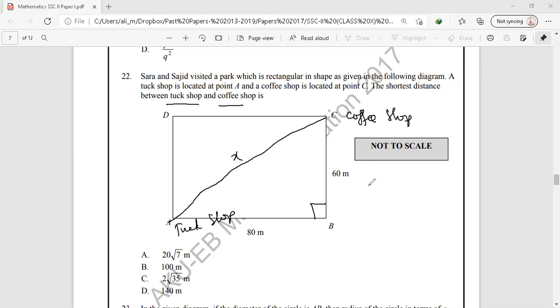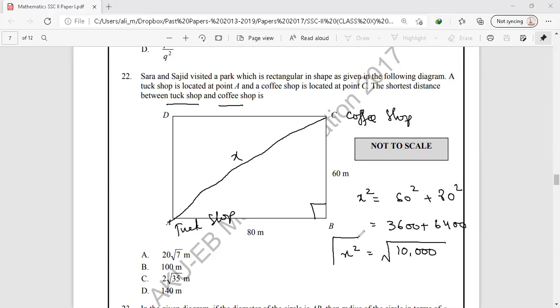So let's apply the Pythagoras theorem to find the value of this x. x square would be equal to 60 square plus 80 square. So 60 square would become 3600, and 80 square would become 6400. So 3600 plus 6400 would become 10,000, equal to x square. If we take the square root, the value of x would become 100 meters. So the correct option in question number 22 is option B.